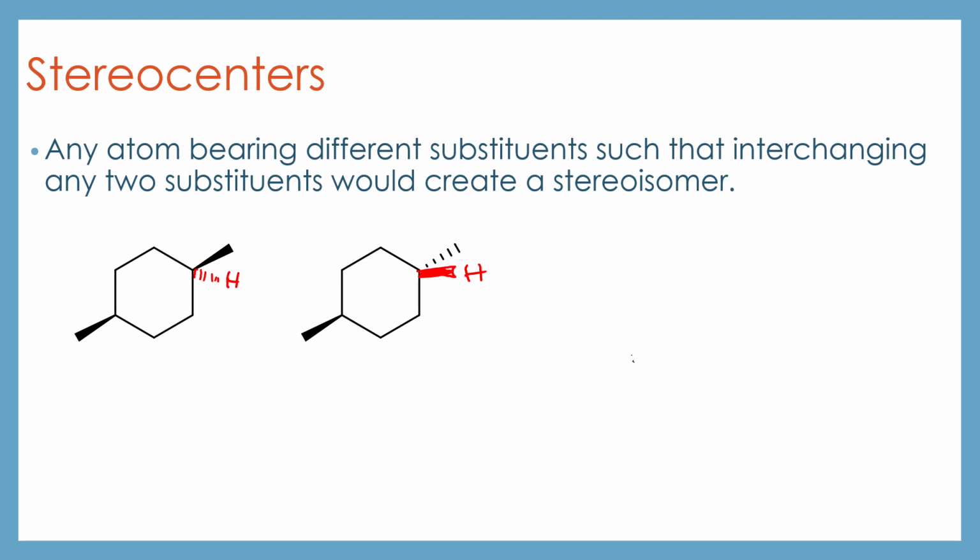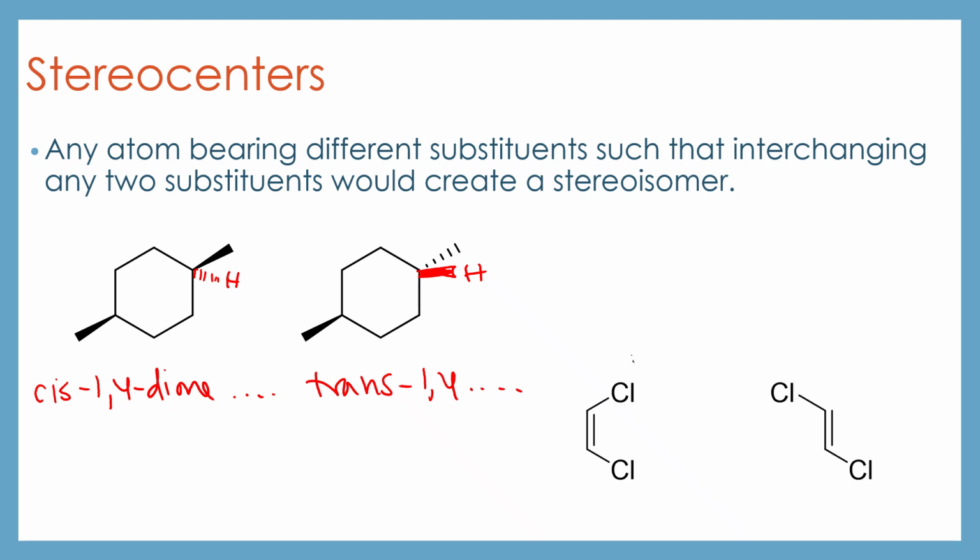This first one is cis-1,4-dimethylcyclohexane. The second one is trans-1,4-dimethylcyclohexane. So these are different molecules, and the only difference between them is the 3D shape at that stereocenter.